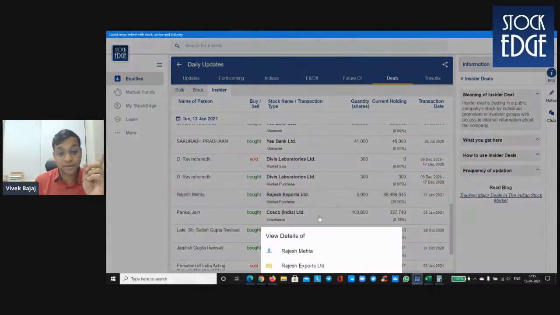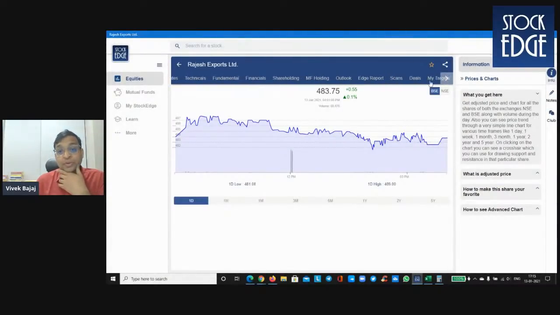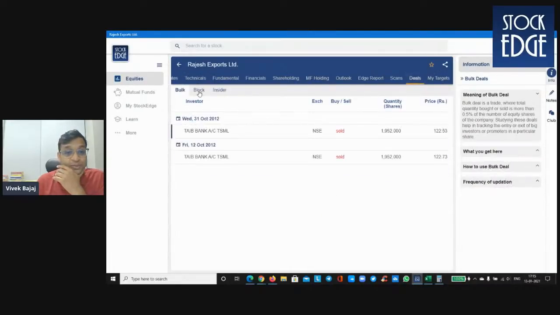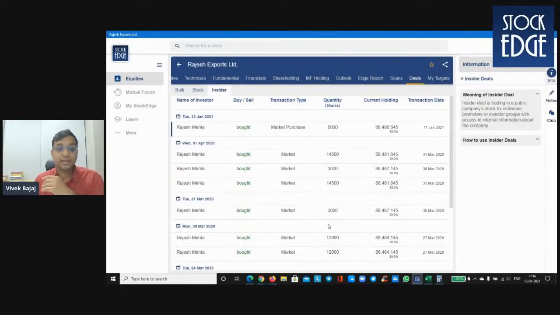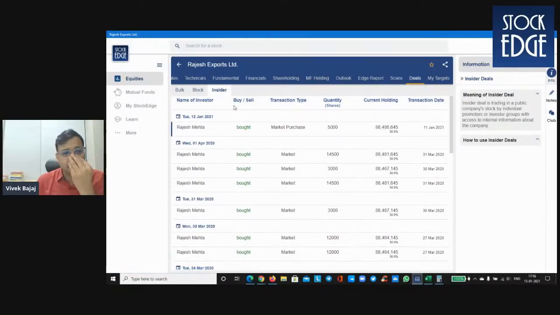Again, a textile company. So let's go to Rajesh Export and let's go to deal and let's see what's happening in the deal there. Let's go to insider deal. Look at this. So again, the same pattern. Rajesh Mehta has been consistently buying the share of this company where he's holding around 30% stake.